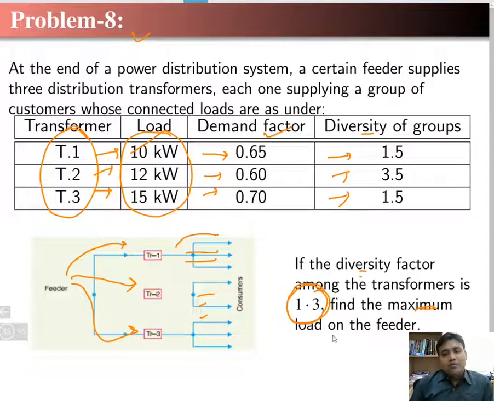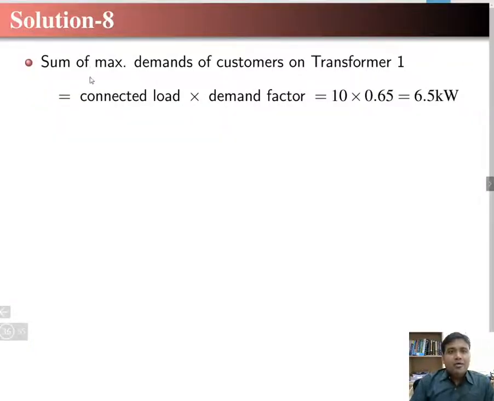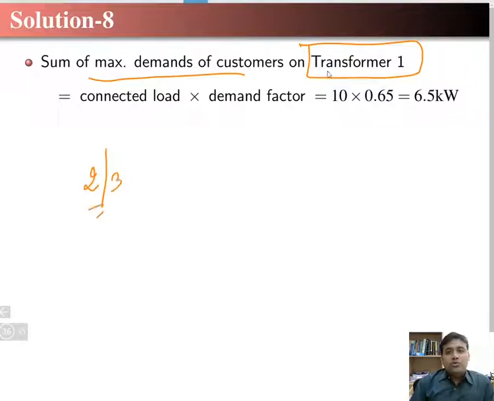So what is the maximum load on the feeder? That is the problem being asked. Let us see the solution. So for the sum of maximum demand, first we'll concentrate on transformer 1, then we'll obtain for transformers 2 and 3. So for transformer 1, connected load multiplied with demand factor. You have 10 kilowatt as the maximum demand for the connected load for transformer 1, multiplied with 0.65, which is the demand factor.